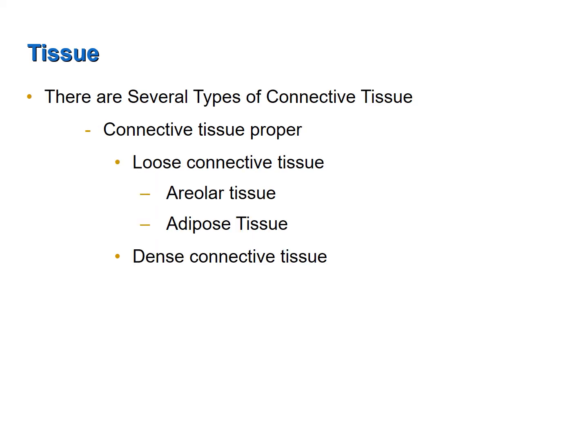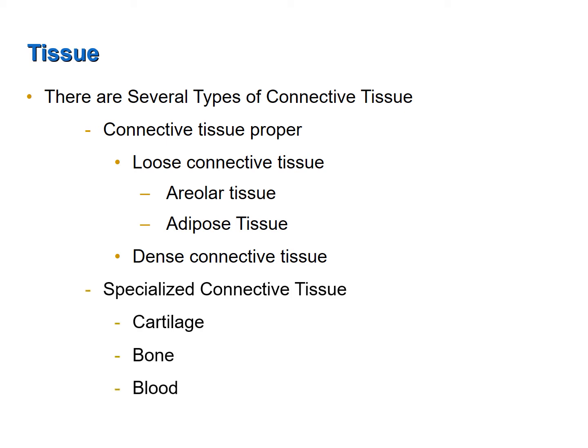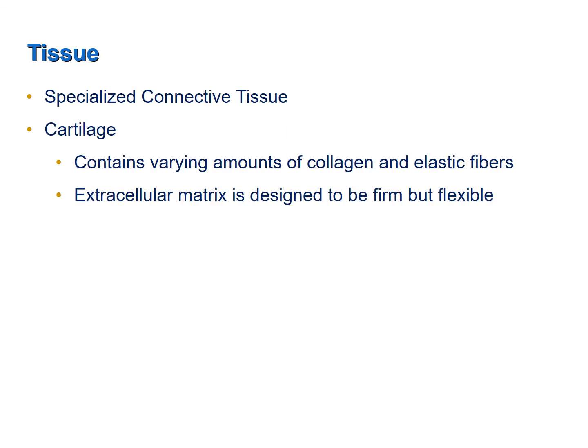Now that we have discussed connective tissue proper, let's now look at the specialized connective tissues. So cartilage is a specialized connective tissue. All cartilage contains varying amounts of collagen and elastic fibers. The extracellular matrix is designed to be firm but flexible. That is, it will yield to force, but it returns to its normal shape after that force is removed.